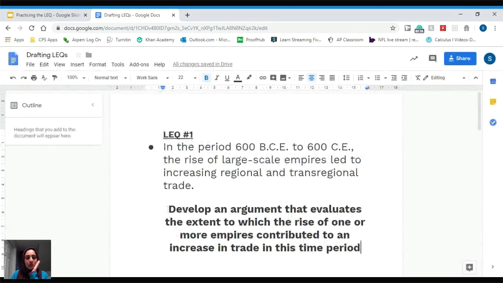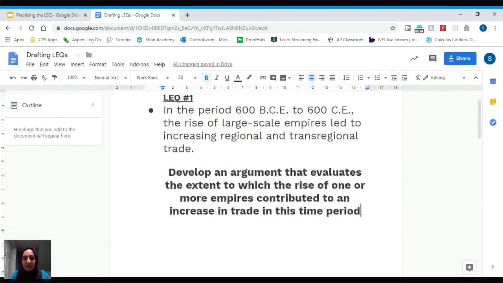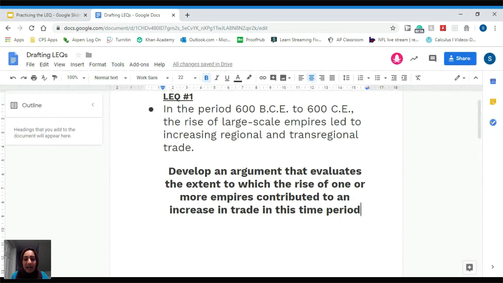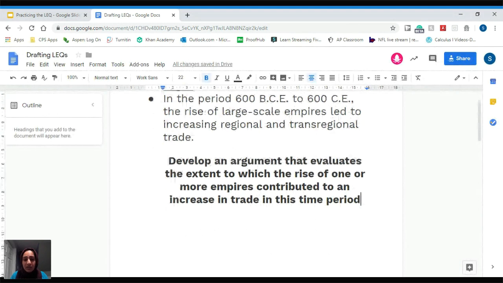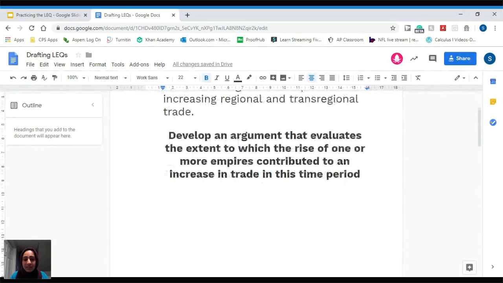Okay, so this first LEQ. In the period 600 BCE to 600 CE, the rise of large-scale empires led to increasing regional and transregional trade. So that's kind of like the context that they give you about the prompt, so you know what you're writing about. And then the actual prompt asks, develop an argument that evaluates the extent to which the rise of one or more empires contributed to increase in trade.